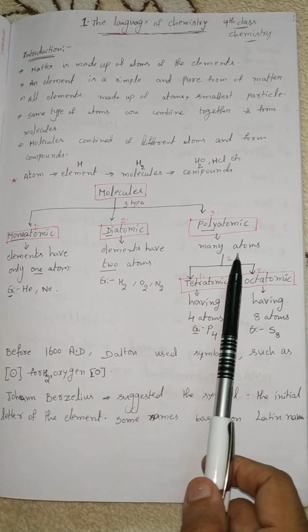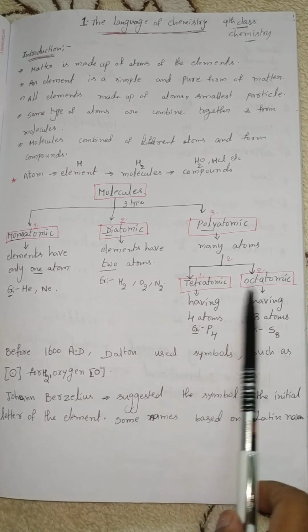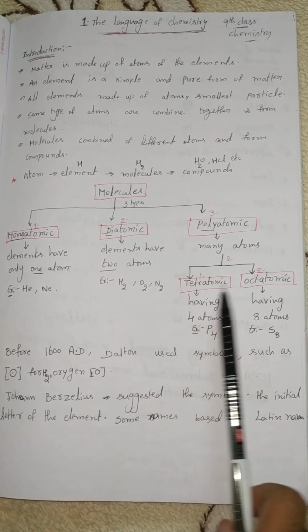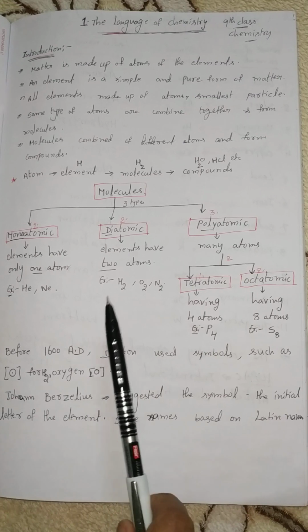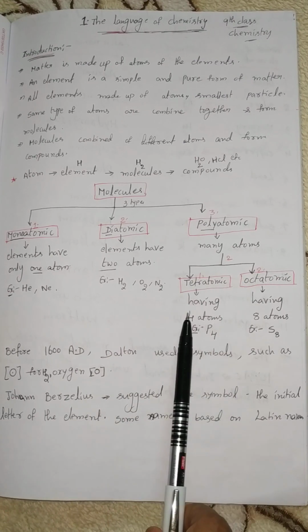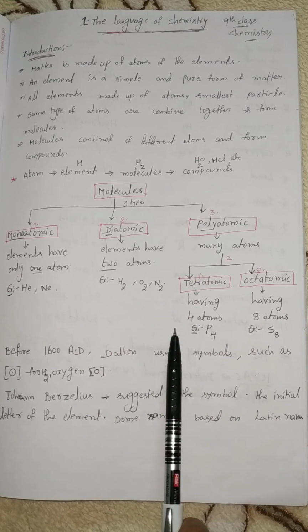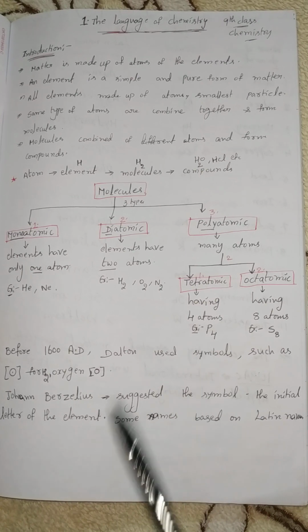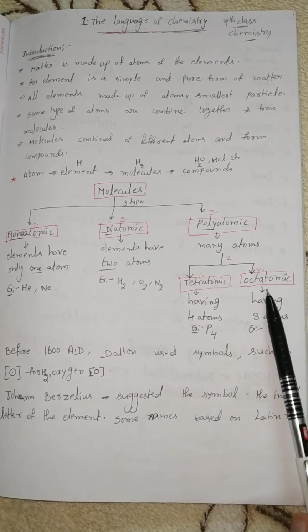Polyatomic means many. It means tetraatomic, octaatomic. Tetra means 4, octo means 8. So tetraatomic has 4 atoms in the element, for example phosphorus P4. Octaatomic means 8 atoms in the element.